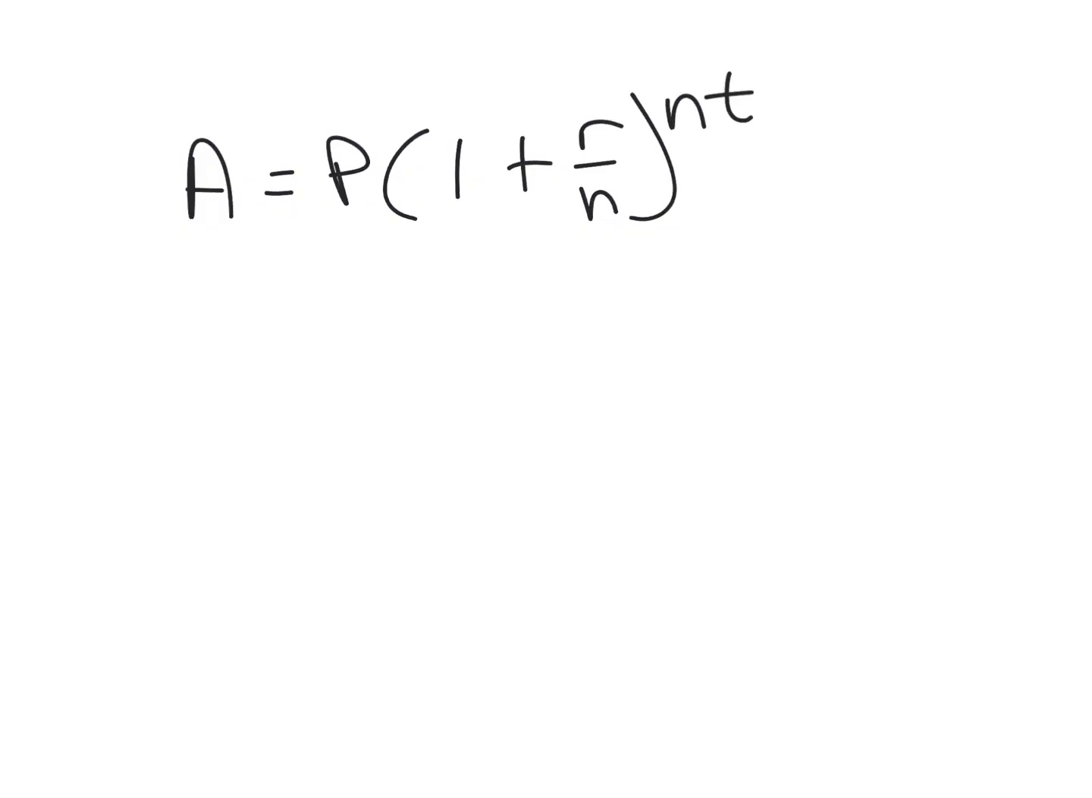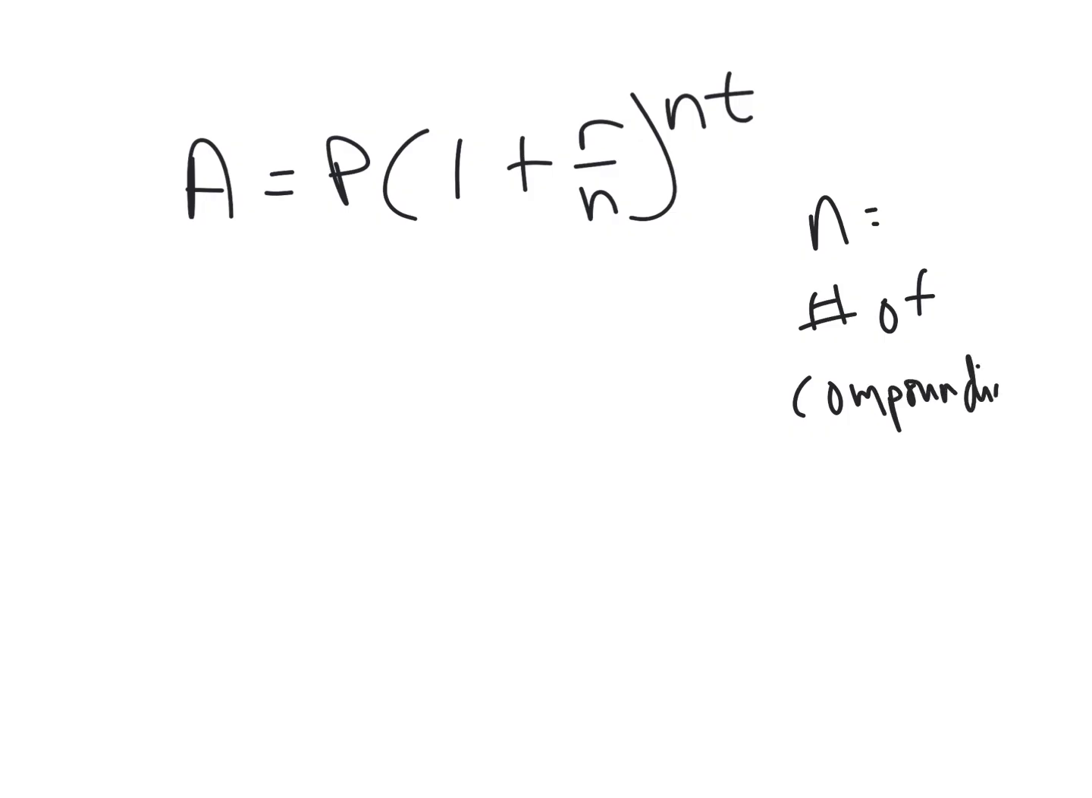Today we're going to continue working with exponential growth and decay, mostly growth because we're going to be dealing with a specific kind. We're going to talk about compound interest. And so the compound interest formula is very similar to the other formula, except we add in this n, where n is the number of compoundings.